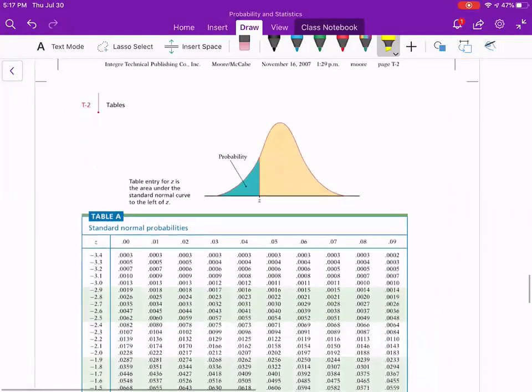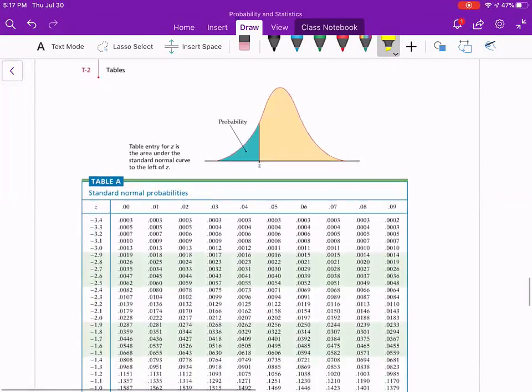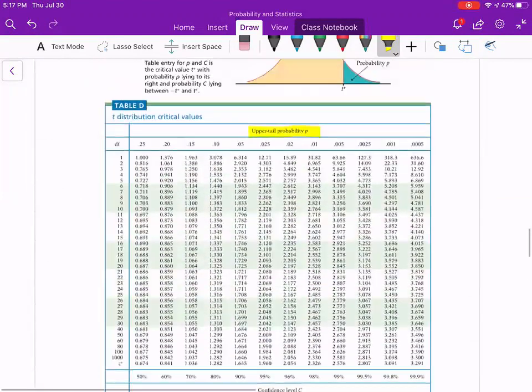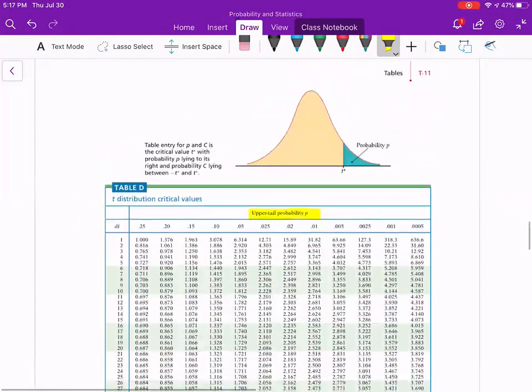Remember that with the Z table, the standard normal table, these were probabilities to the left of the value you were looking at. So the pictures of the two tables look similar, but one table gives you left-tailed or less than probabilities. The T table gives you right-tailed or upper, greater than probabilities.